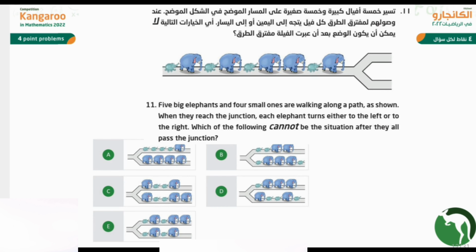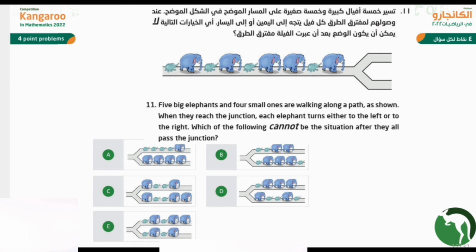Okay, now let's start with the questions that have 4 points for each. In question number 11, five big elephants and four small ones are walking along a path as shown. When they reach the junction, each elephant turns either to the left or to the right. Which of the following cannot be the situation after they all pass the junction?